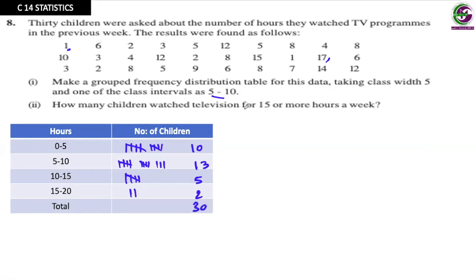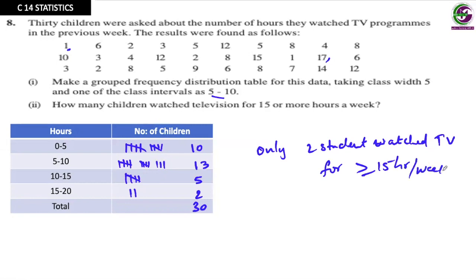How many children watch TV for 15 or more hours a week? 15 and more is from 15 to 20, which is only 2 people. Only 2 students watched TV for more than or equal to 15 hours per week.